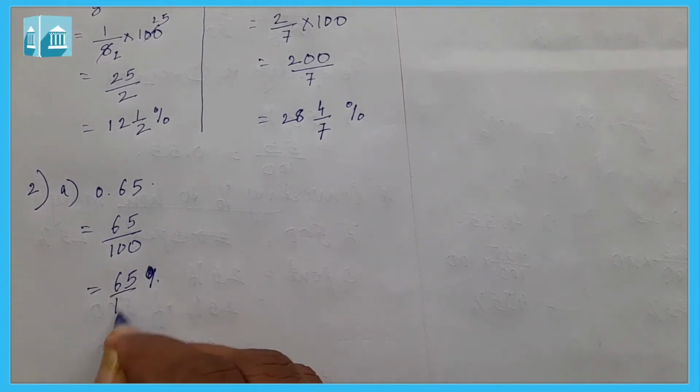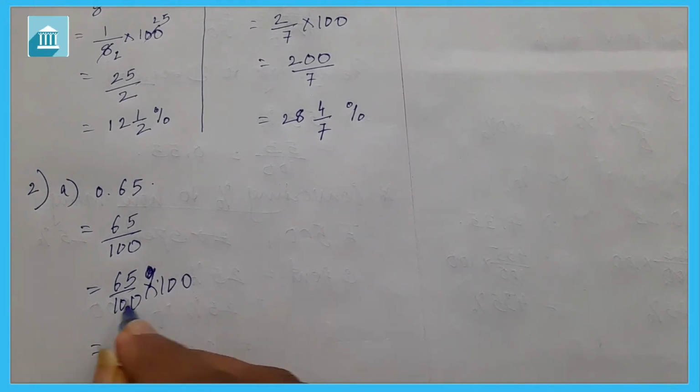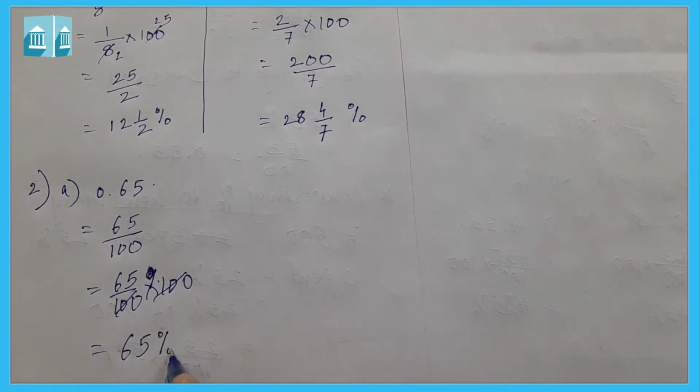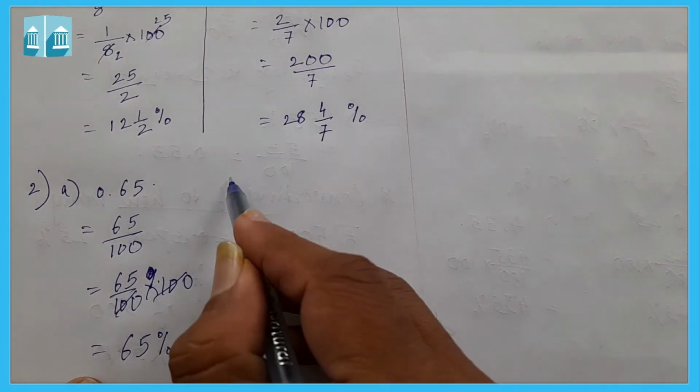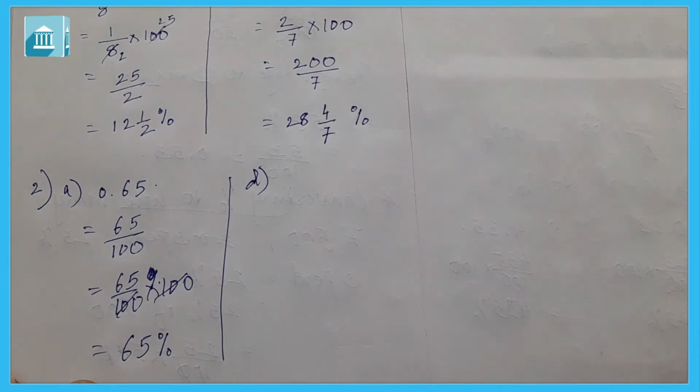0.65 into 65 upon 100 multiplied by 100, which is equal to this 100 and this 100 cut, so it is 65%. We can say 65%. The same way, let us do question number D here also. Question number B and C is your homework, you can do by itself.